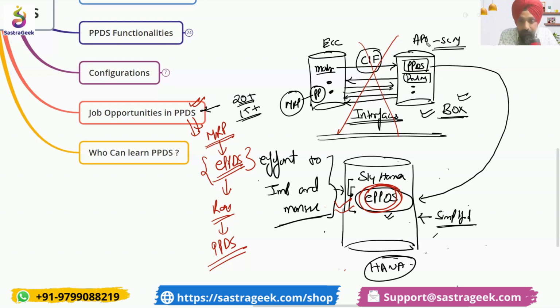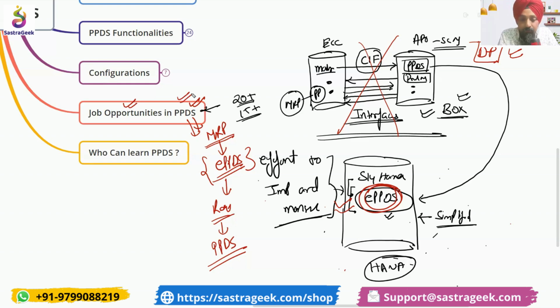When it was on APO, we know that demand planning was the tool which was mostly and widely used. PPDS was not that widely used in APO itself. Most used was demand planning. But because of embedded PPDS coming into the picture, the adoption of PPDS is increasing, and that is increasing the demand for PPDS consultants in the market. That's why the number of job opportunities is increasing in PPDS.